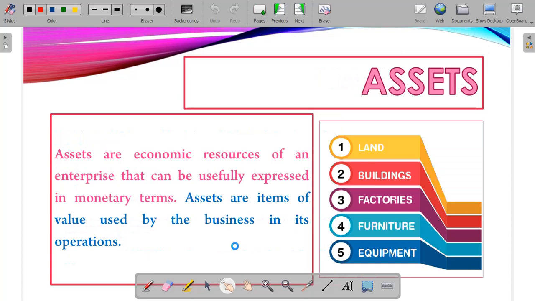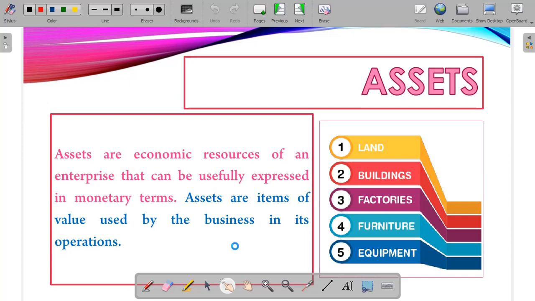The next important term of accounting is assets. Assets are the economic resources which have some value or that can be expressed in terms of value. Assets are the items of value used by the business in its operation. No business can survive without assets. Every business needs assets to work, right?